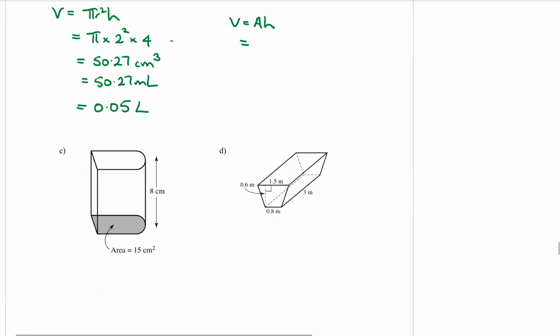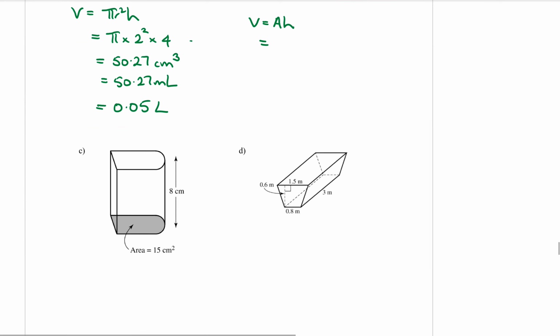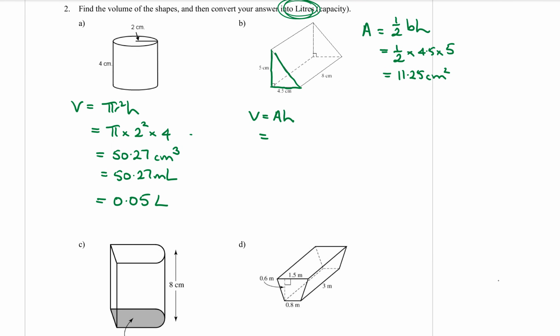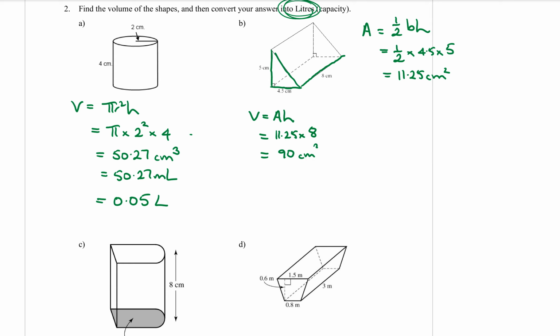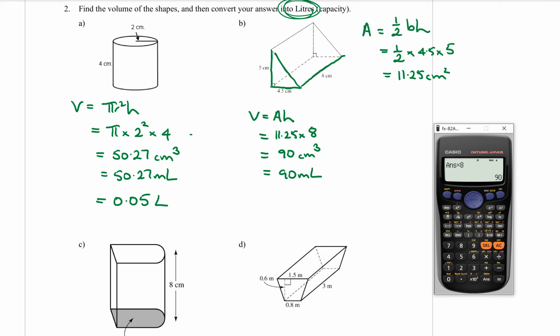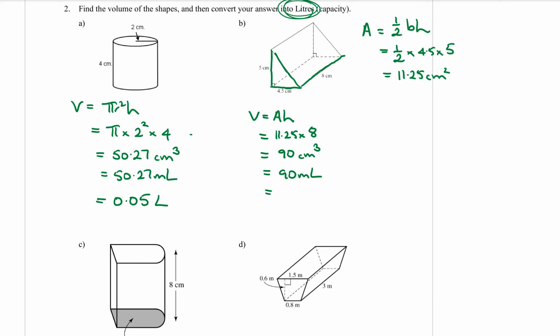The A is what I just found, which was the 11.25, and the height is the side coming back from the area, which is that 8 centimeters. So times that by 8, and I get 90 centimeters cubed for the volume. Centimeters cubed are the same as milliliters, and to change milliliters into liters, I divide it by 1,000, which is 0.09 liters.